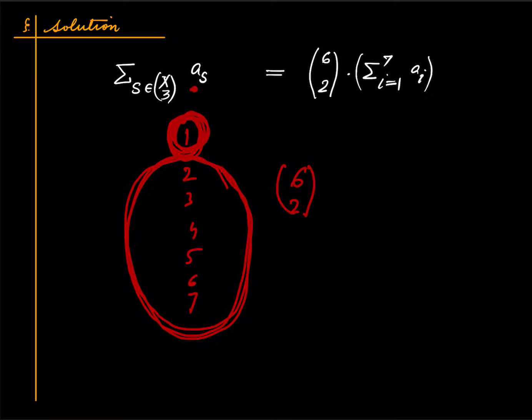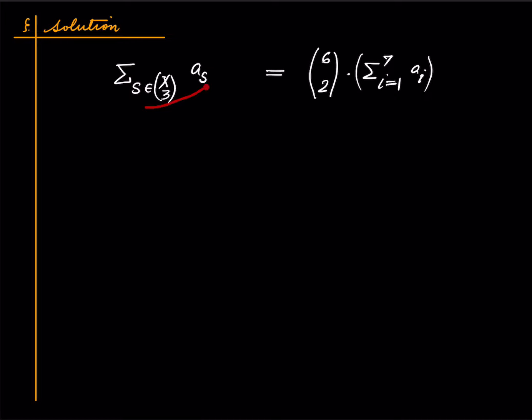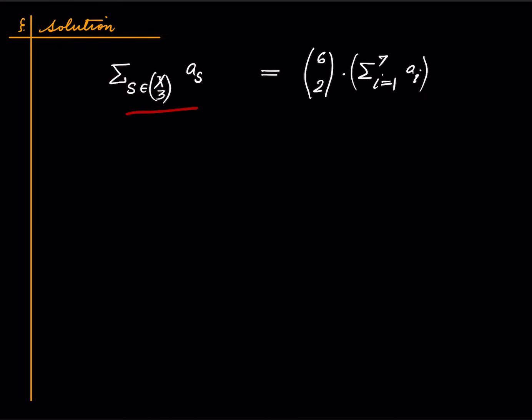So you can see that A_1 appears in the summation 6 choose 2 times, A_2 also appears 6 choose 2 times, and the same goes for each A_i. So this is equal to 6 choose 2 times the sum of all the A_i's. You can argue this more formally and convince yourself, but this is a simple fact.